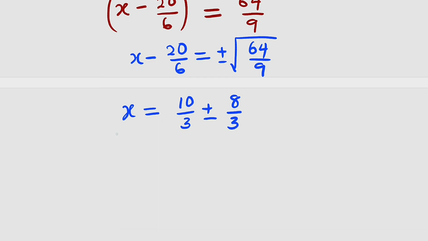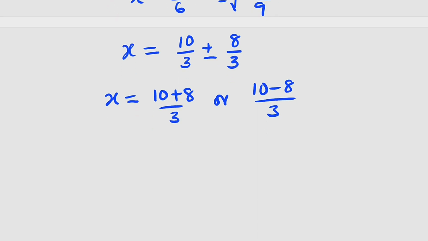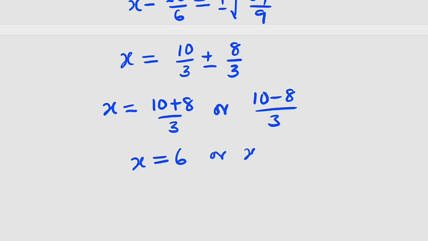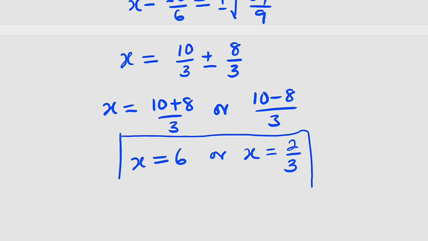So therefore the values of x could either be x equal to 10 plus 8 divided by 3 or 10 minus 8 divided by 3. So to the top we have 10 plus 8, which is 18, and 18 divided by 3 is 6. So x is either equal to 6 or x equal to 10 minus 8, which is equal to 2 divided by 3. So these are the values of x in this quadratic equation, which has been solved by completing the square method.